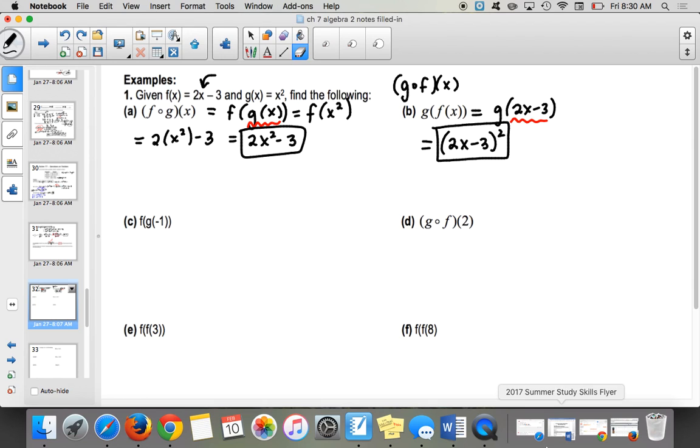what would we have to do in order to simplify that? Is that 4x squared minus 9? No, right? So you'd have to FOIL it out. You'd have to FOIL 2x minus 3 times 2x minus 3.